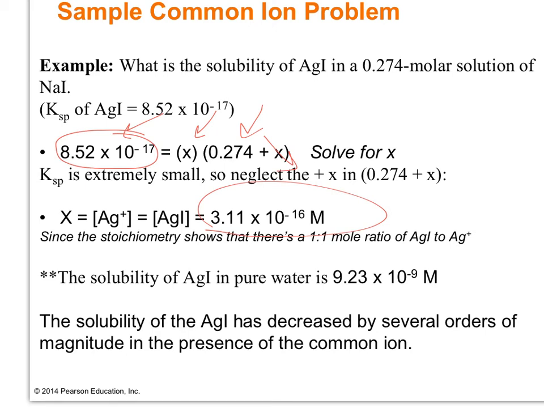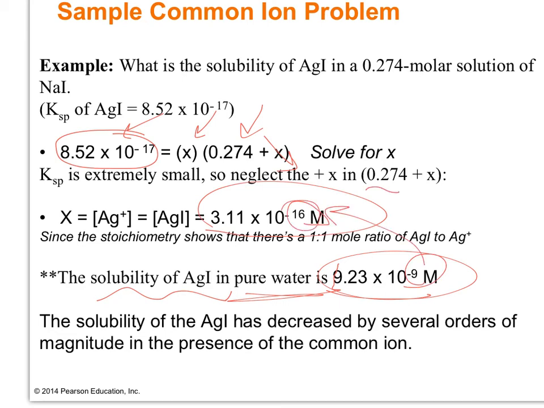Incidentally, the solubility of silver iodide in pure water, that means water when you have not dumped a common ion in, like sodium iodide, is 9.23 times 10 to the minus 9. So check this out. That amount of sodium iodide, well, 0.274 is not really little, but that amount of sodium iodide we dumped in water has decreased the solubility of silver iodide by 7 orders of magnitude. That is more than 1,000,000 times.